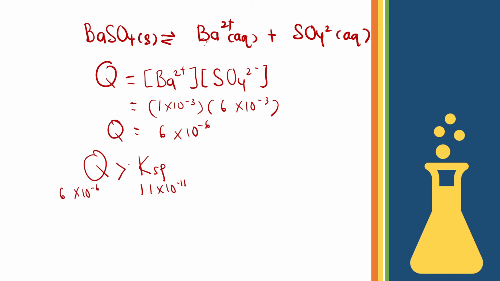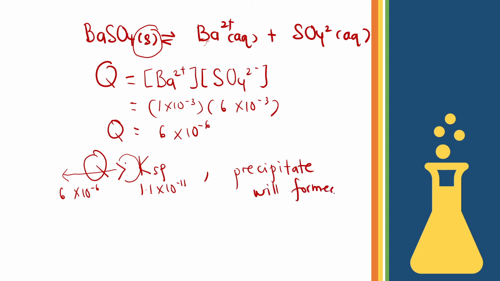So kalau kita tengok konsep Pac-Man kita, dia akan shift to the left. Jadi dekat left dia akan dapat apa di sini? Sulfur. Bila Q is greater than Ksp, precipitate will form, because they shift to the left, precipitate will form. Right, so that's for question number 14.